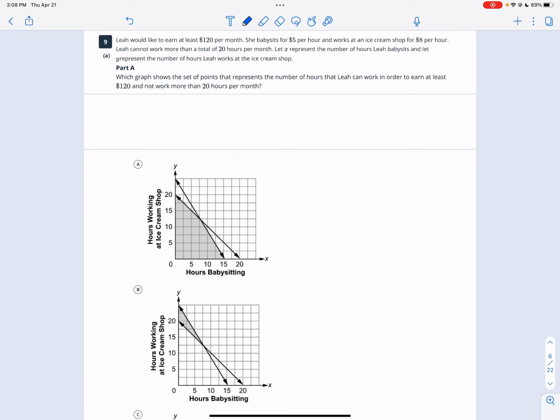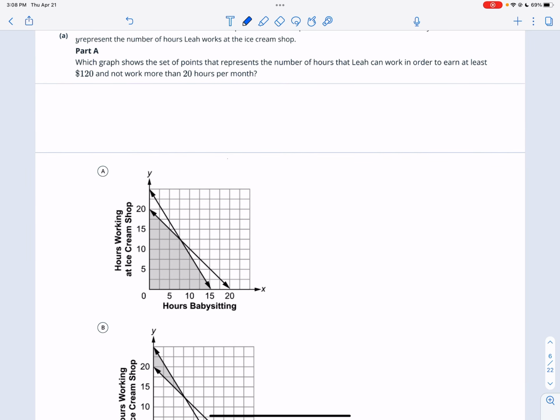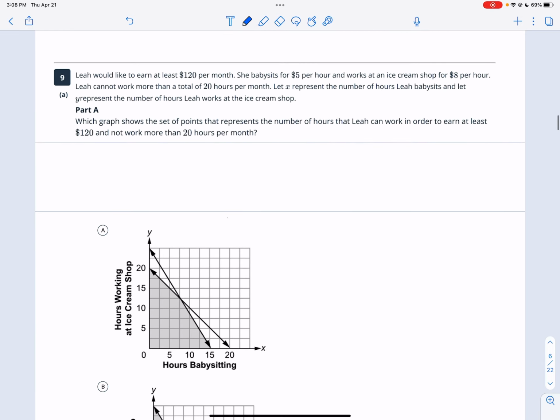Let X represent the number of hours Leia babysits, and Y is how much she works at the ice cream shop. Number of hours, all right. So which graph shows the set of points that represents the number of hours that Leia can work in order to earn at least $120 and not work more than 20 hours per month? So what we're looking for is a graph that represents time. All of these represent time, the number of hours. So we need to actually get the two inequalities that gave us these graphs. So let me just think.